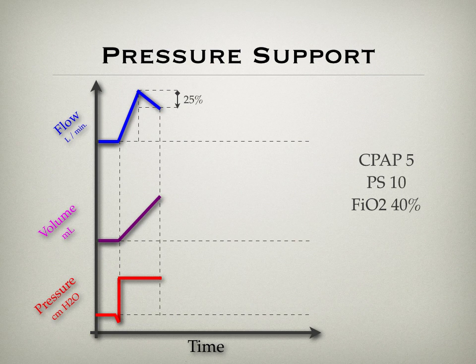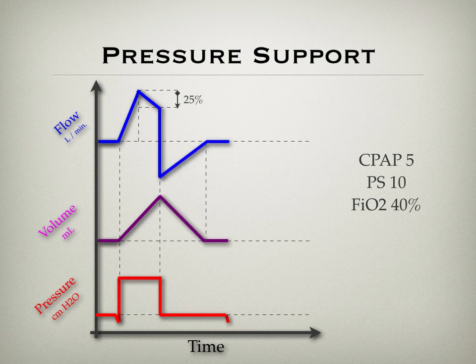Now in the second breath here, if the patient doesn't want to take a bigger breath, you can see here a smaller, shorter breath, lower flows, but because the drop is 25% from peak, it doesn't matter which peak it is. Every breath determines its own peak and drop. And here you get a breath again.